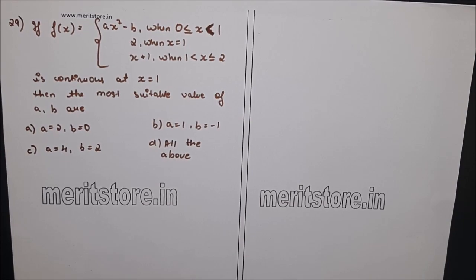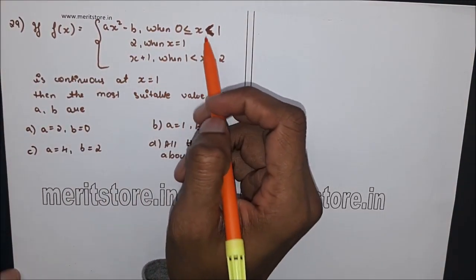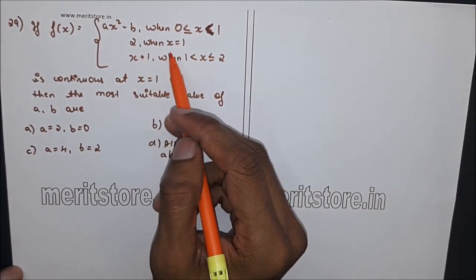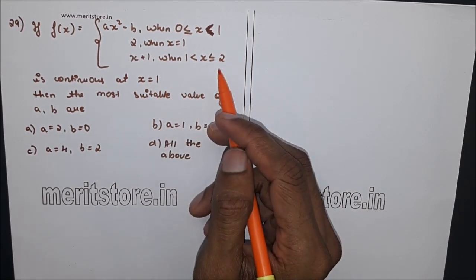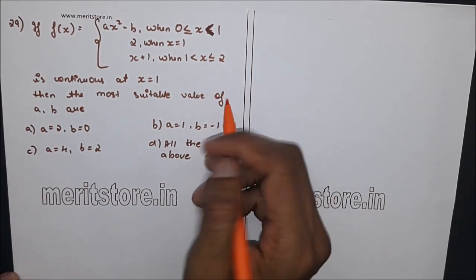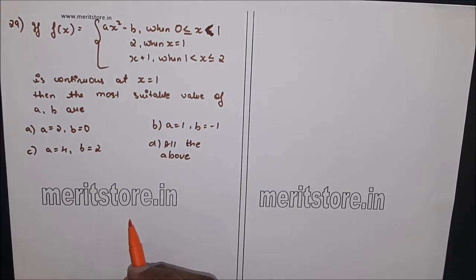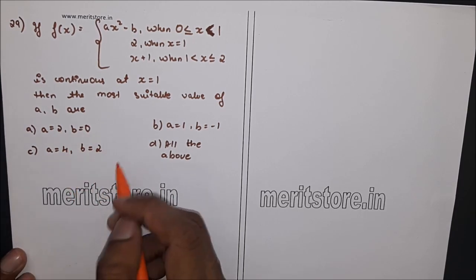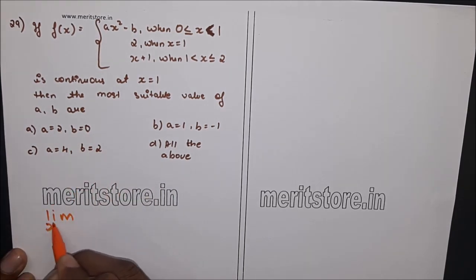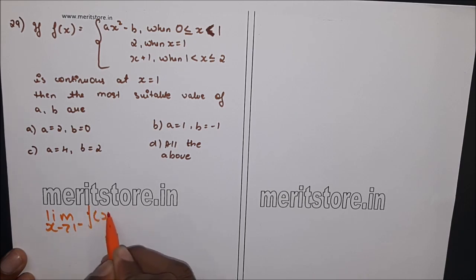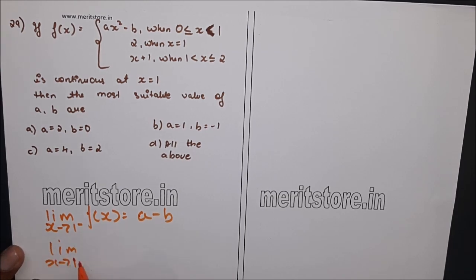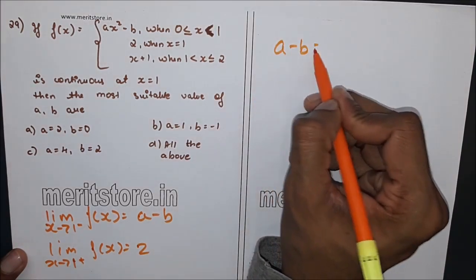Question 29. If f of x is equal to ax square minus b when x is greater than or equal to 0 and x is less than 1, 2 when x is equal to 1, and x plus 1 when x is greater than 1 and less than or equal to 2, is continuous at x is equal to 1, then the most suitable values of a and b are, we're given options. So we take the limit as x approaches 1 from the left hand side of f of x, which is equal to a minus b, and the limit as x approaches 1 from the right hand side, we get f of x is equal to 2. So we get a minus b equal to 2.